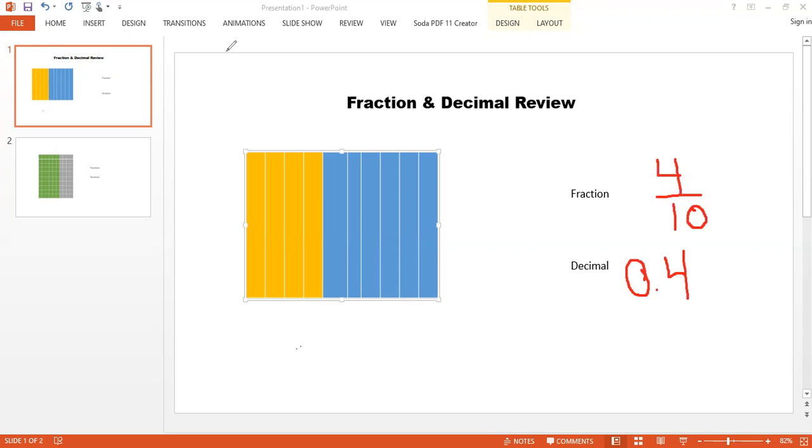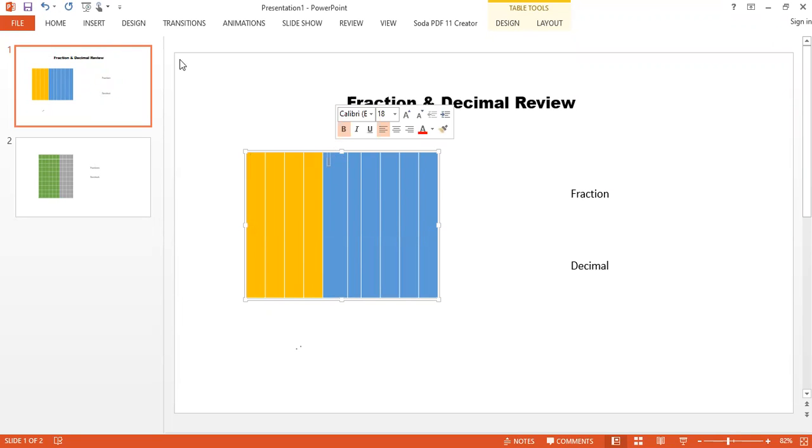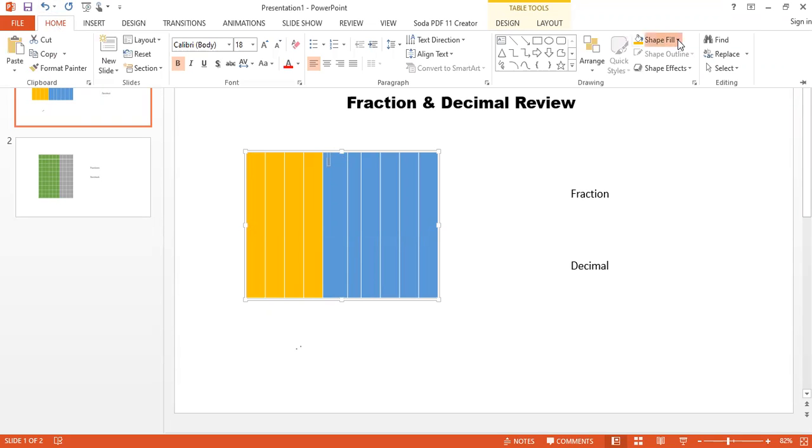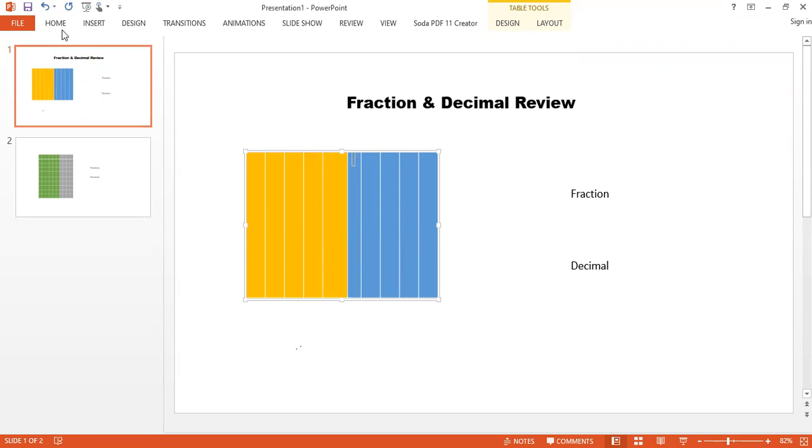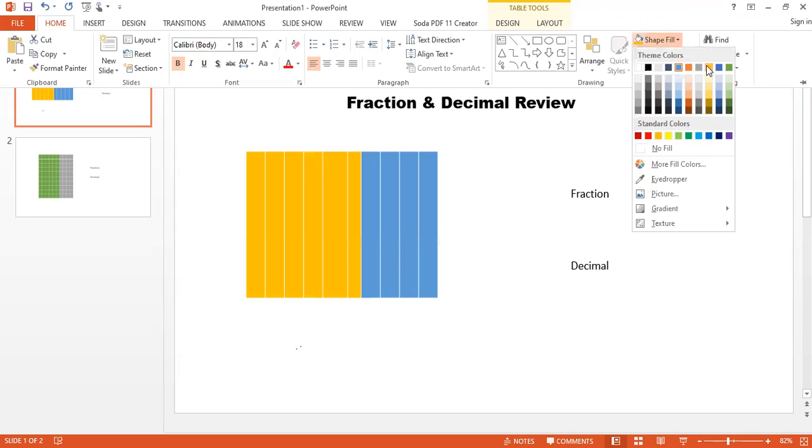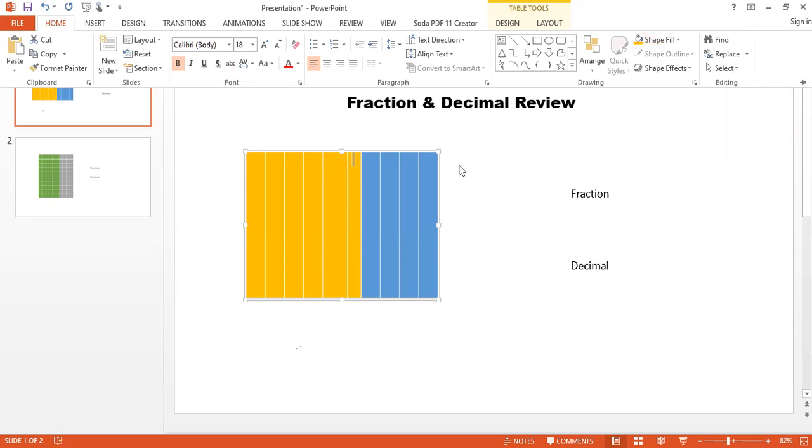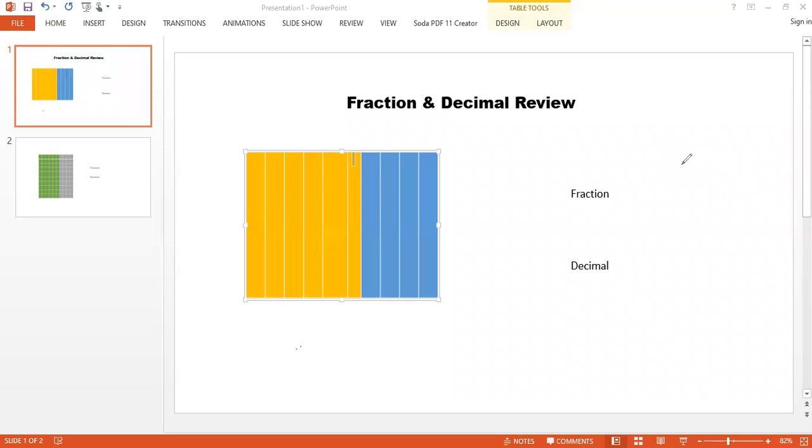Let me get rid of this. And let me add some color. Let's do another one. All right, we still have 10 equal sections, but how many are colored in yellow? 1, 2, 3, 4, 5, 6. 6 colored in yellow. So what's our fraction going to be?